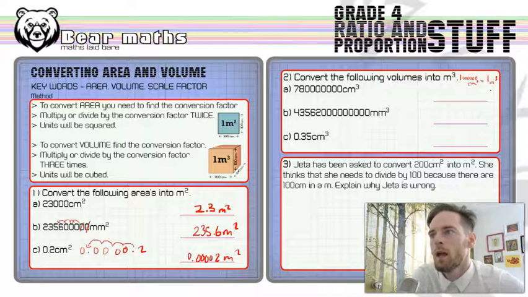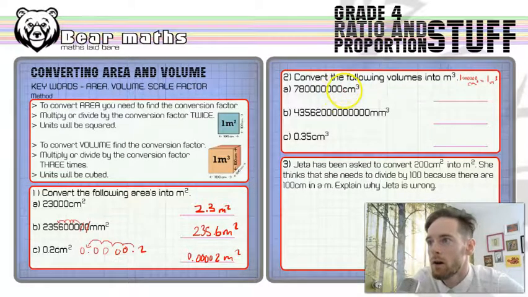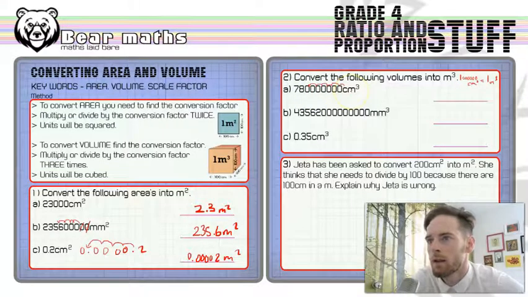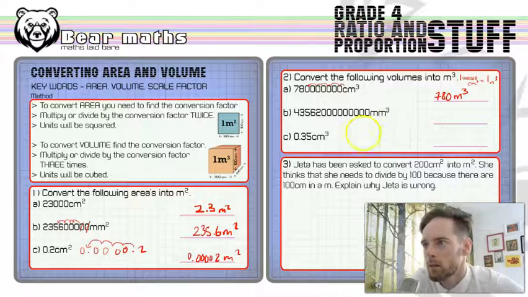So with this massive number that we've got here, all we need to do is divide it by 1 million, and that's moving the decimal place back 6 spaces. So we go 1, 2, 3, 4, 5, 6. Okay, 780.0. So 780 meters cubed is what that one is converted into meters cubed.